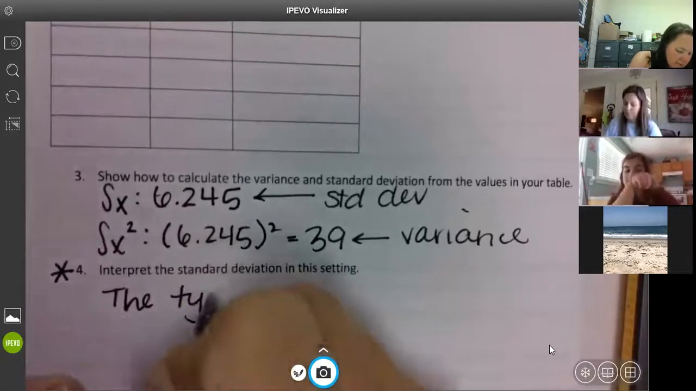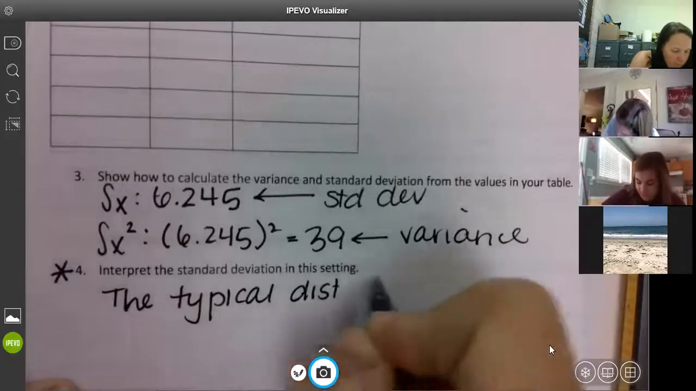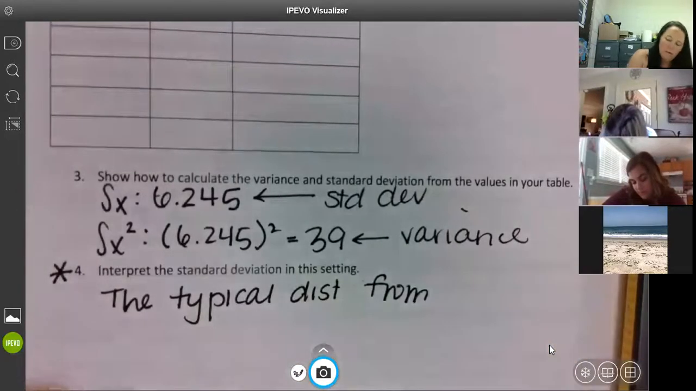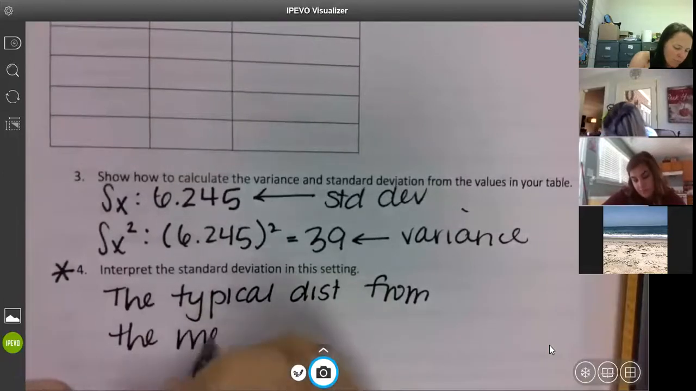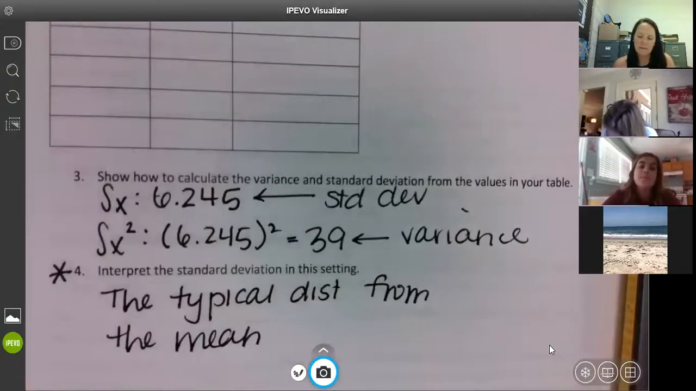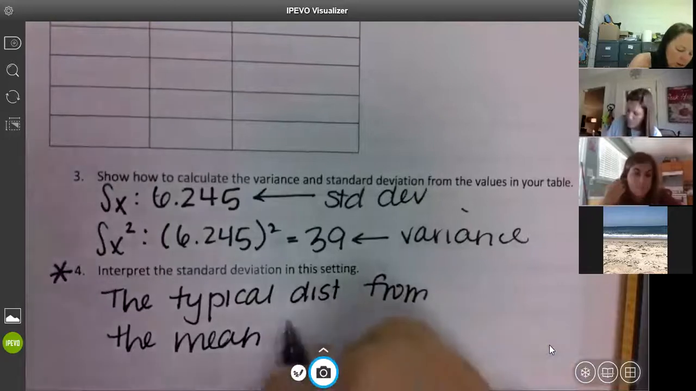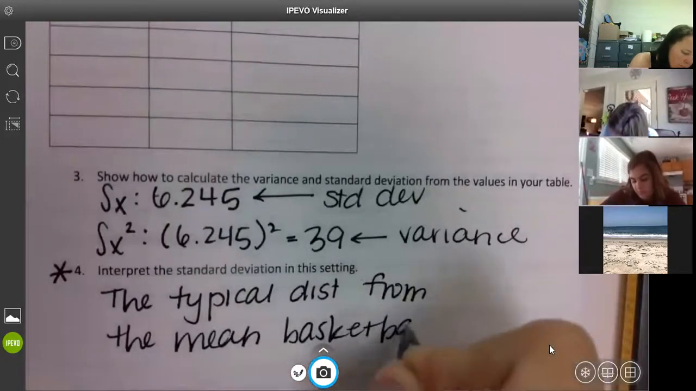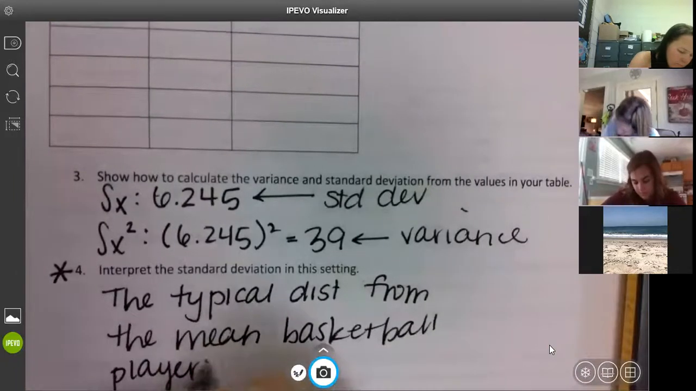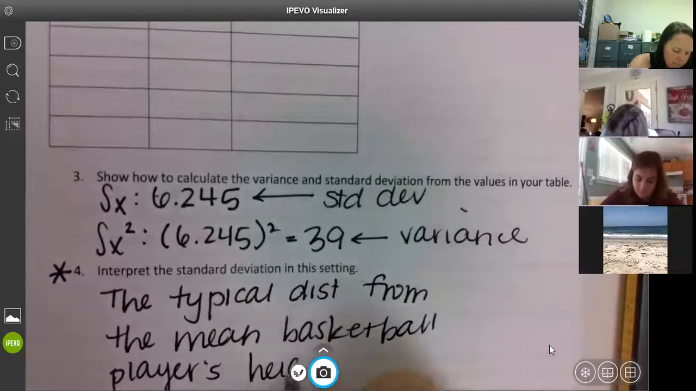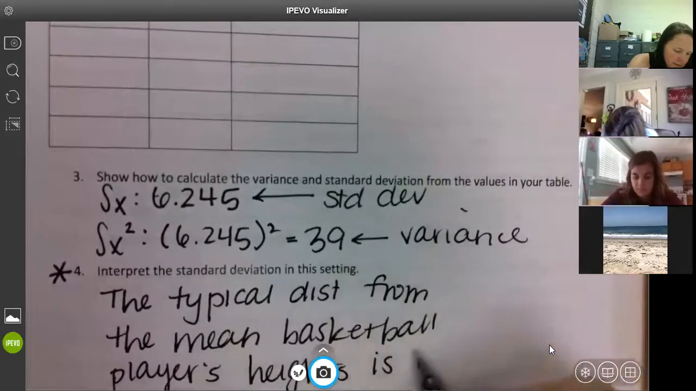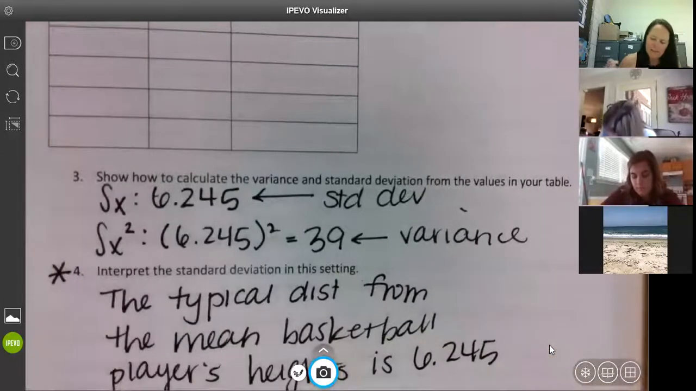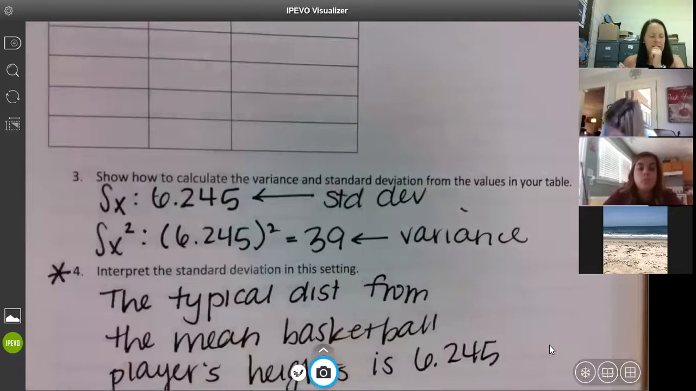I told you it's the typical distance from the mean, in context of the problem. What was our context? What were our data observations from? Heights of 5 starters on a basketball team. So the mean basketball players' heights is 6.245, and tell me what unit it is. Inches.